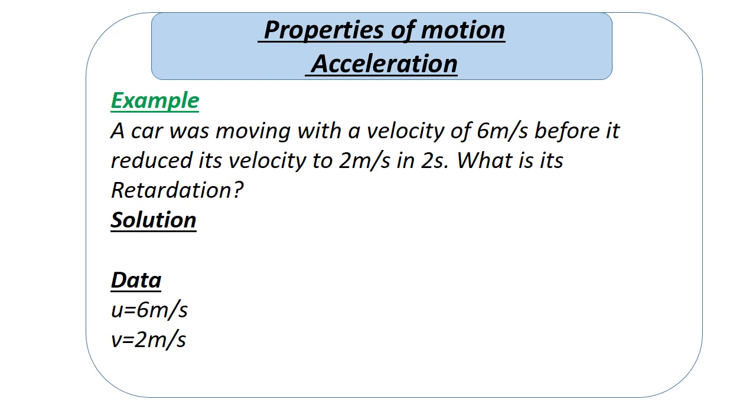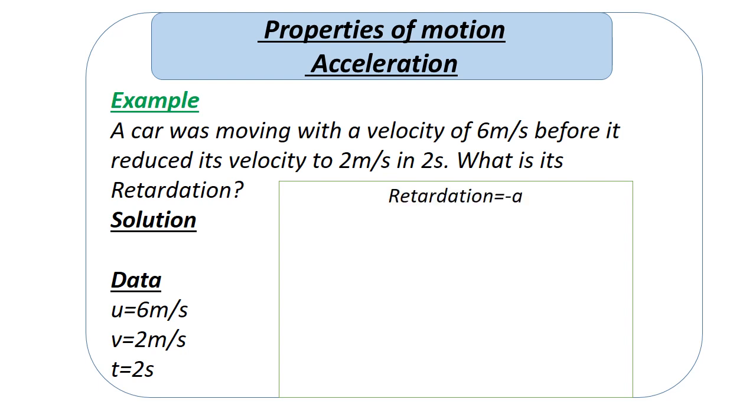So initially the car was moving with a velocity of 6 meters per second. That is the initial velocity. The final velocity is 2 meters per second, and the time taken for the change in velocity is 2 seconds. So we're going to use these values to get our retardation. But remember, the formula for retardation is given by negative a, where a is acceleration. This means we have to find acceleration first. That's when we can go to retardation.